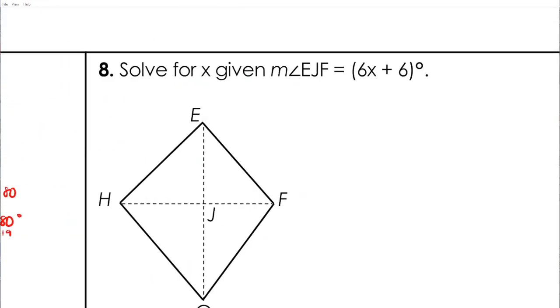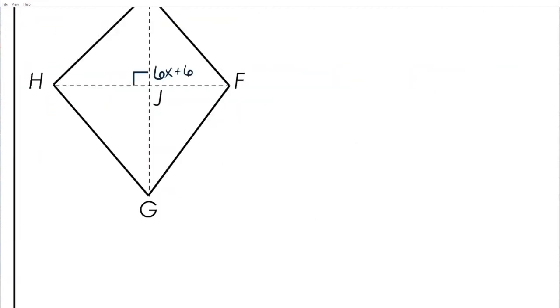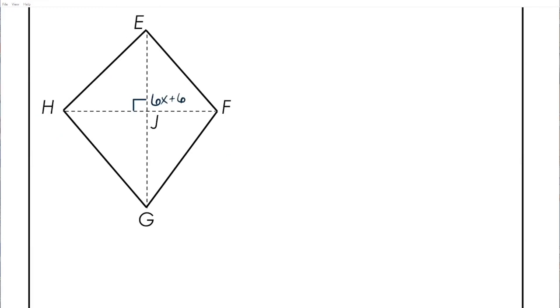All right. Solve for x, given that EJF is 6x plus 6. So EJF is 6x plus 6. Since this is a kite, the diagonals are perpendicular, which means they intersect at 90. Well, if one angle is 90, what's the other one got to be? 90. So we're just going to say 6x plus 6 equals 90. Again, layup. Shouldn't miss it. It'll probably show up.